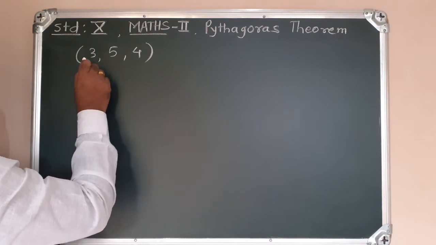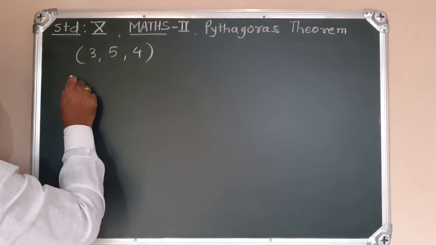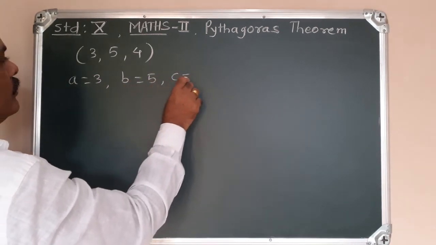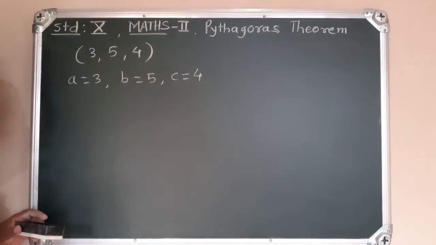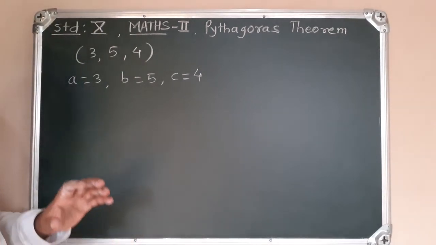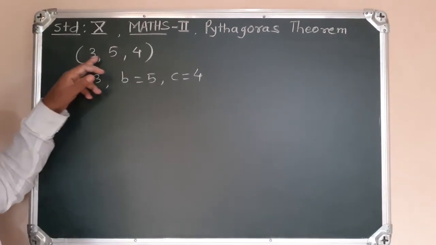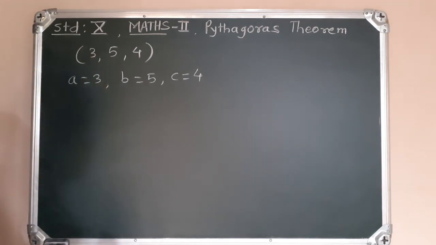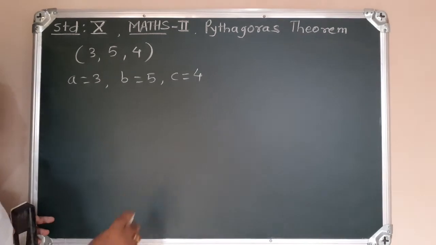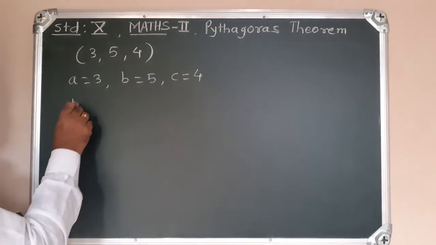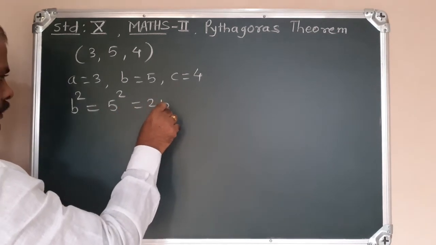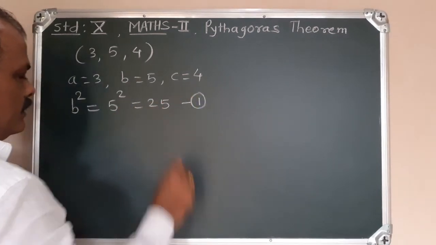See, first we have to consider this: A is equal to 3, B is equal to 5 and C is equal to 4. First we have to calculate the square of the largest number. Which is the largest number in these 3? So 5 is the biggest number in these 3 numbers. So its square, B square is equal to 5 square is equal to 25. Let this be equation number 1.